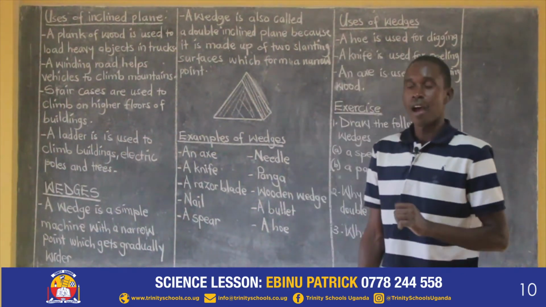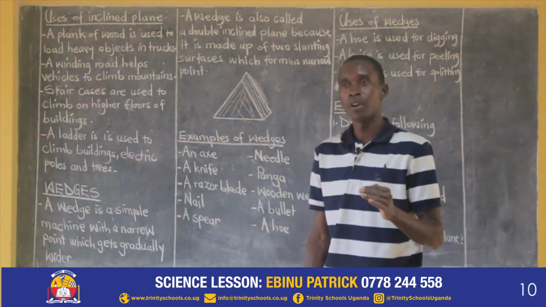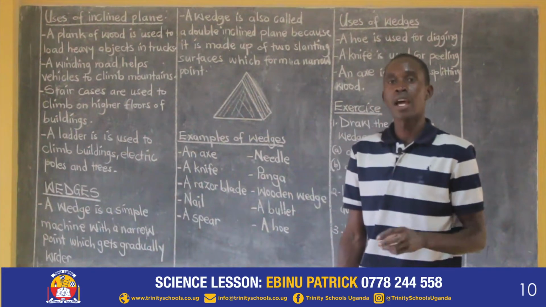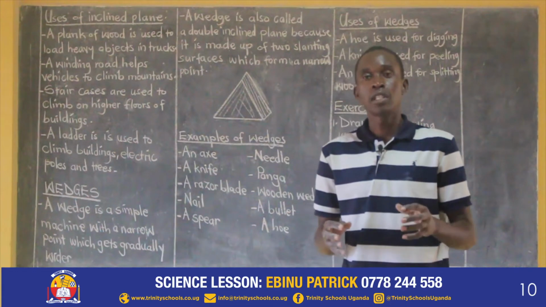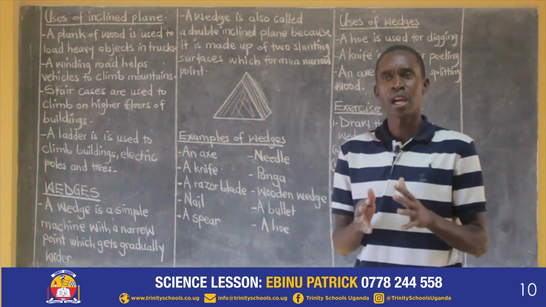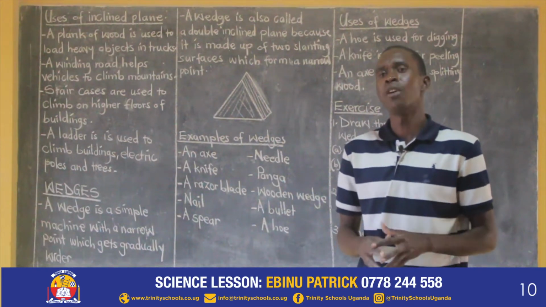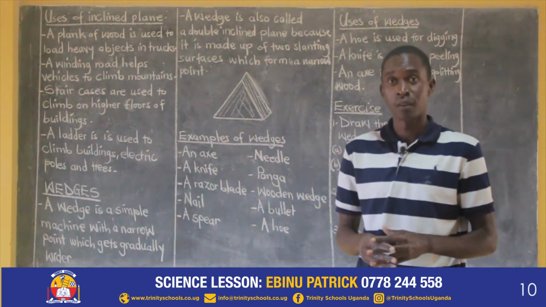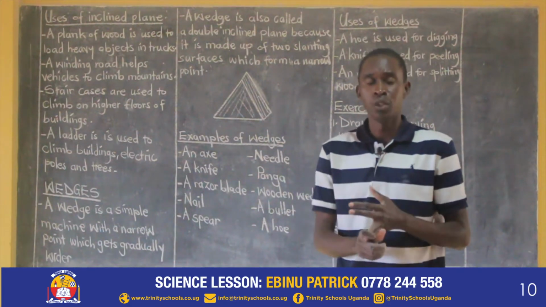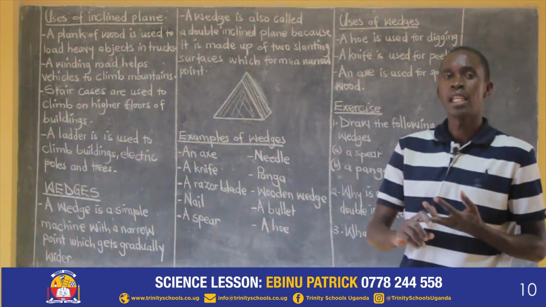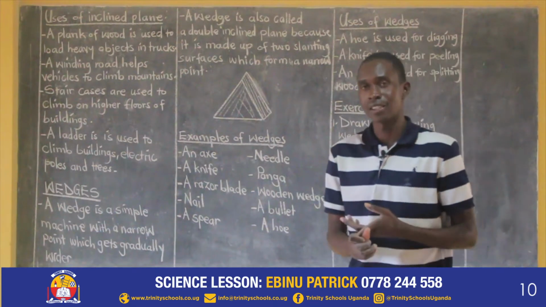This time, I would like us to start still on inclined planes before we go to look at the third group of simple machines. Let us look at the advantages of inclined planes. Before we look at the advantages, let us go back and remind ourselves: what are some of the examples of inclined planes? We talked about the ladder, the plank of wood, a winding road, and also the staircases.